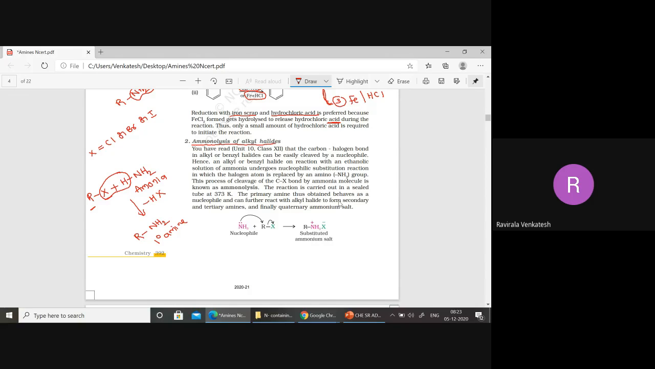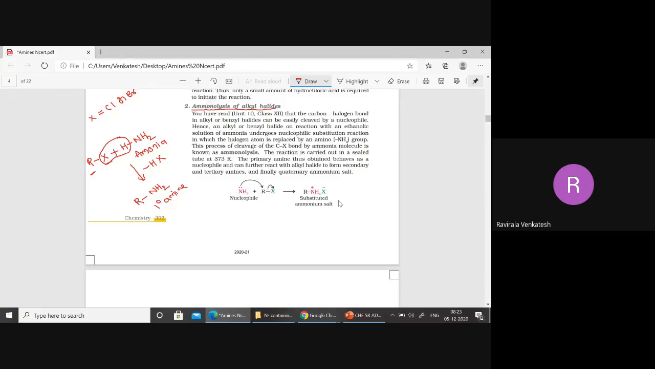Again I am writing RNH2 over here. Is it visible for you, whatever I am writing? Yes, sir. Shall I write it like this? This is also primary amine. It is RNH2 only, but I am writing it this way for our understanding purpose.